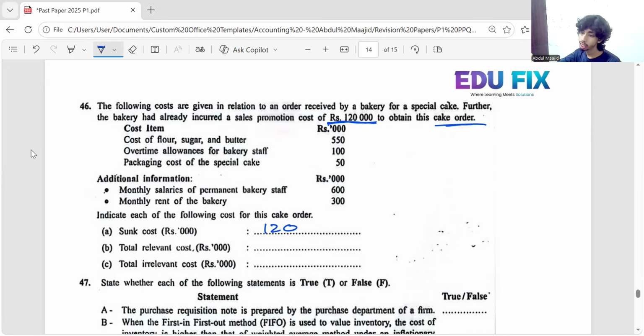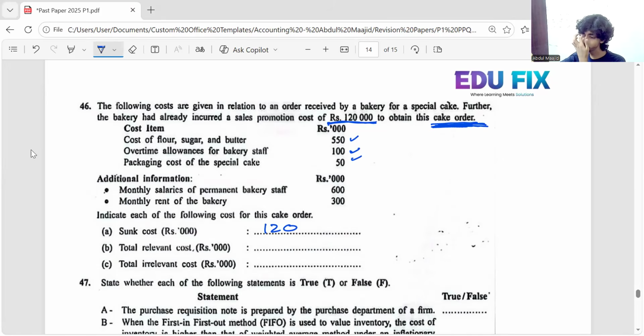Total relevant cost is: because you accepted that order, by how much will your cost increase? Here, cost of flour, sugar and butter, overtime allowance for bakery staff, packaging cost of special cake. These are the costs that are incurred because of the cake order, so they are relevant for your decision making. You need to say, if I accept this order, I have to incur these costs specifically for that cake order. Those are relevant costs.